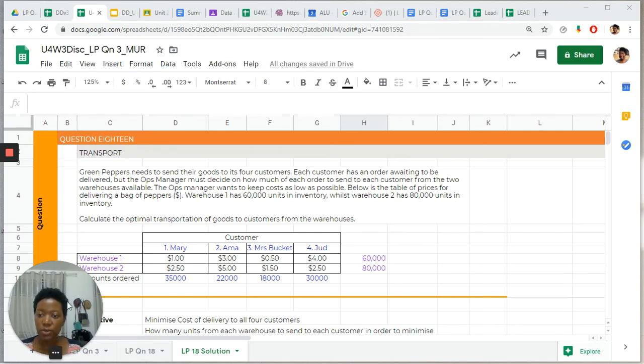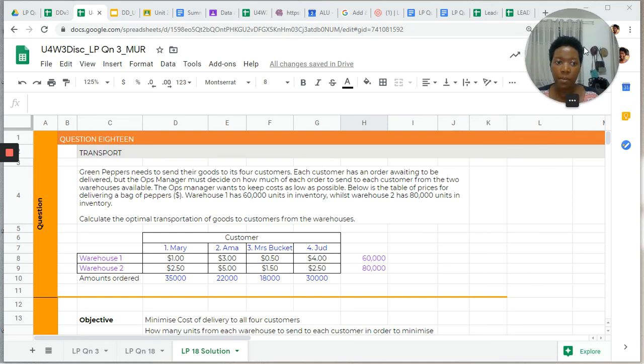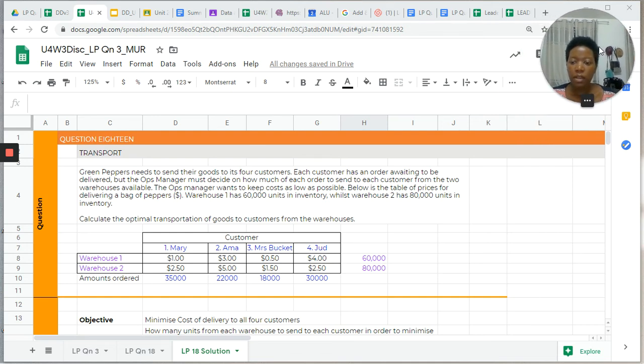Welcome everybody to an explanation of how to do a transfer question in Solver. We are doing linear programming, and the particular transfer question we've chosen to do is transporting green peppers to 4 different customers from 2 different warehouses.